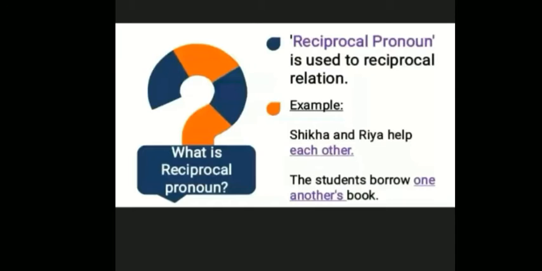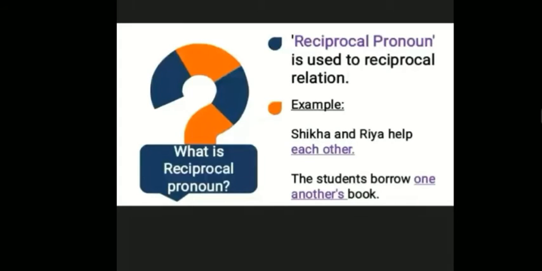Each other is used when two are referred to. For example, Shikha and Riya help each other. Here the number of the person are two, so we use the reciprocal pronoun each other. On the other hand, one another is used when more than two are referred to. For example, the students borrow one another's book. Here the number of person are more than two, so we use the reciprocal pronoun one another.